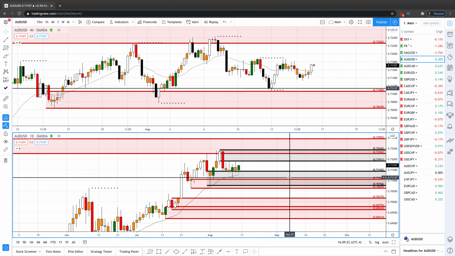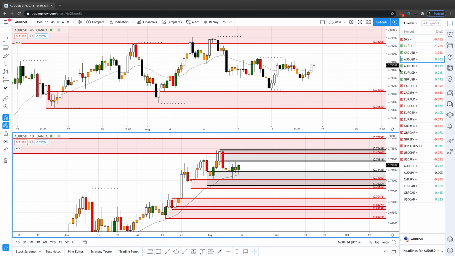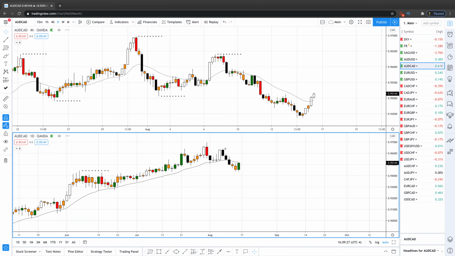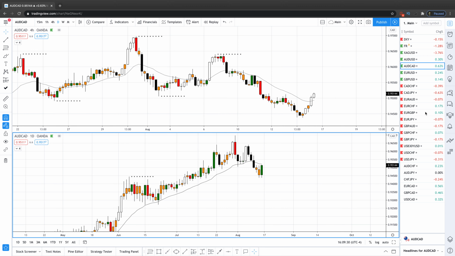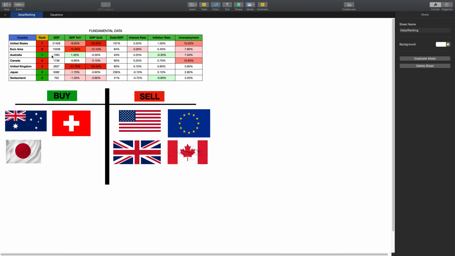I just haven't really seen a great buying opportunity yet, so I've just been sitting on my toes. Aussie CAD, I want to go long on this one considering Aussie's number 1 and Canadian's number 4th.